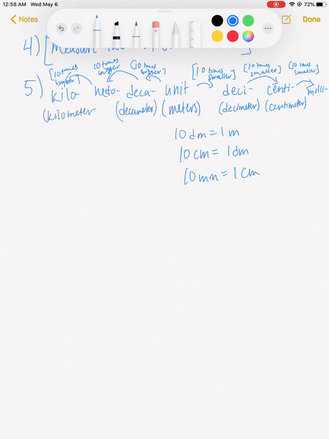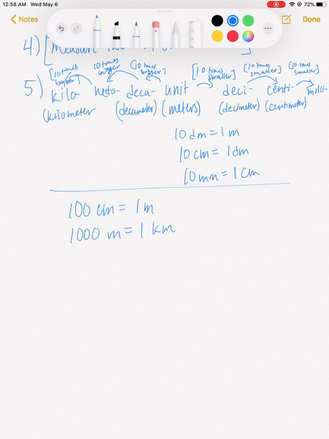Okay, so the ones that we'll use mostly are these ones. There are conversions that there are 100 centimeters in 1 meter, that there are 1,000 meters in 1 kilometer. I'll use those ones the most. In the handout they have more prefixes, but the ones that we are using more here are just the regular ones.